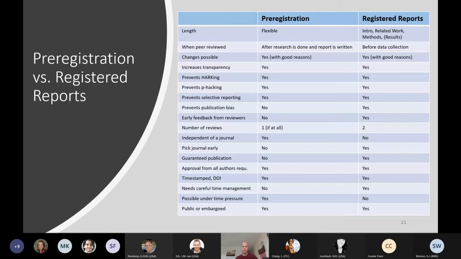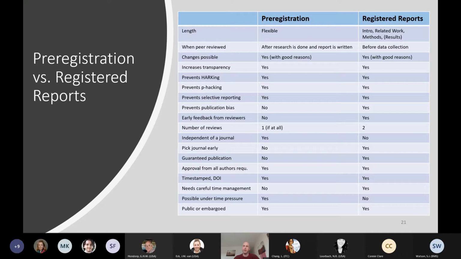I created a little table to summarize the key points and also to contrast pre-registration and registered reports. I don't want to go through that in detail. It's more like a summary, but just a few points. So the length of a pre-registration is rather flexible. In registered reports, you have to include an introduction, a related work section, and a method section. These are also usually of scientific quality, but at some point you have to write it anyway.